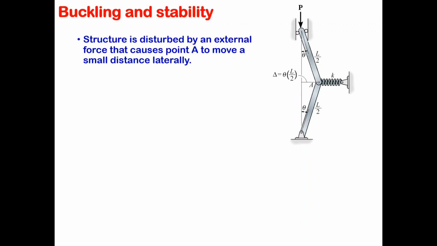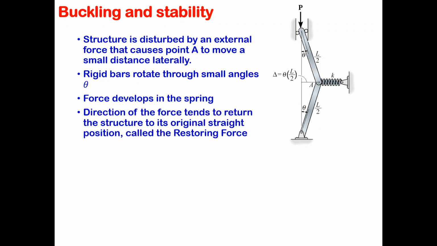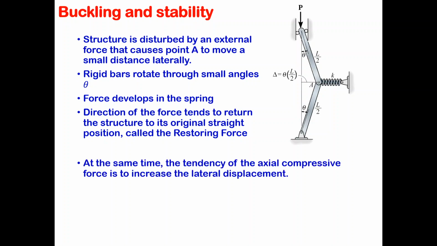Okay. And as I mentioned, the structure is disturbed by an external force that causes point A to move a very small distance laterally, right? And the rigid bodies rotate through a small angle theta, and there's a force developed in the spring, and the direction of the force tends to return the structure to its original straight position. And this force in the spring is called the restoring force. At the same time, the tendency of the compressive force is to increase the lateral displacement.